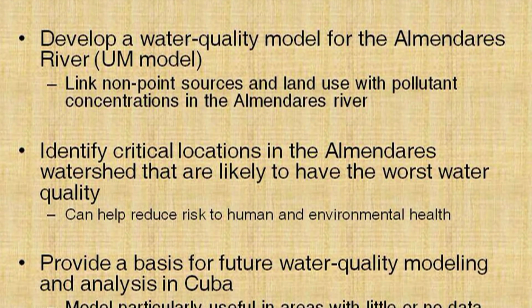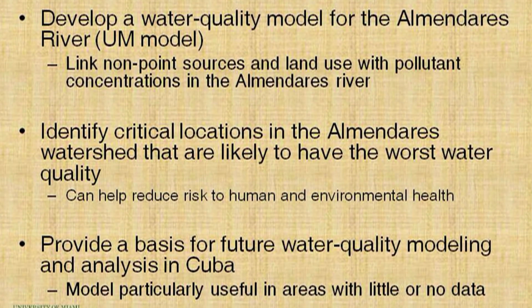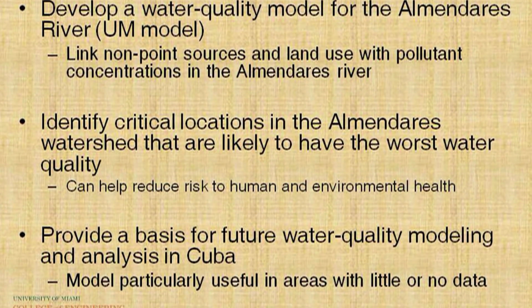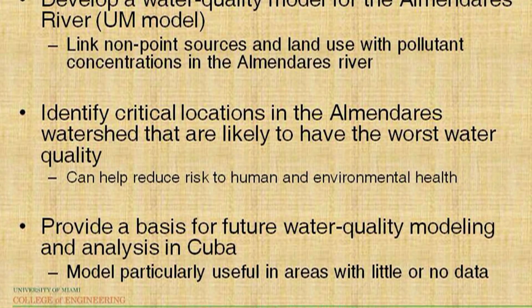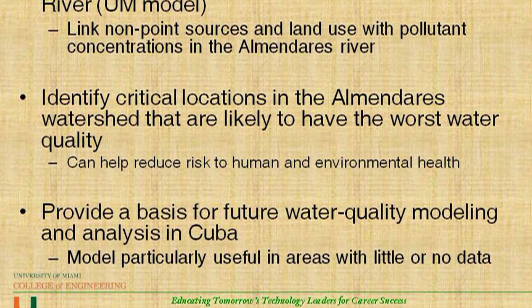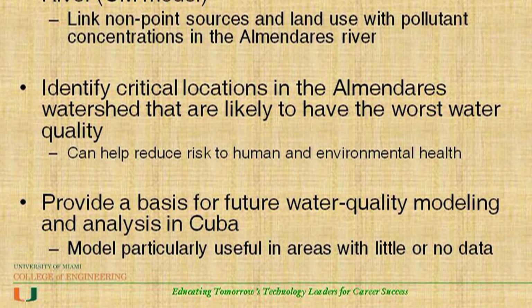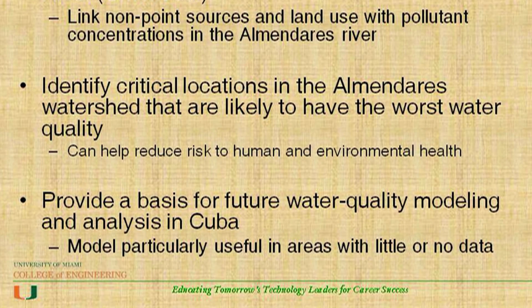The second objective is to identify critical locations in the Almendares River watershed that are likely to have the worst water quality. This is important and it can help reduce risk to human and environmental health by identifying the most concerning areas. The third objective is to provide a basis for future water quality modeling and analysis in Cuba. This model is especially useful in areas with little or no available data, as we found out in Havana, and I'm sure many other regions of Cuba are the same way.